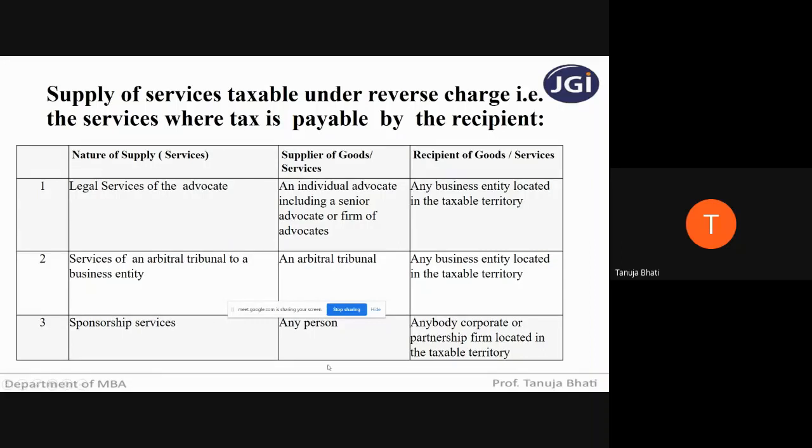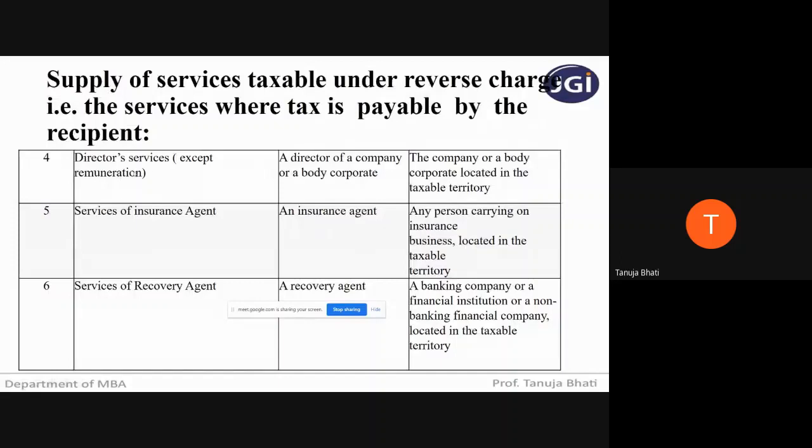If sponsorship services are provided by any person to any body corporate or partnership firm located in taxable territory, then who is liable to pay tax? The recipient who is receiving those sponsorship services. Next, director services. A director of a company or body corporate is usually a service provider supplying his services, whereas the company or body corporate is the person receiving the services of the director. So in director services also, the company, that is the recipient, is liable to pay tax.